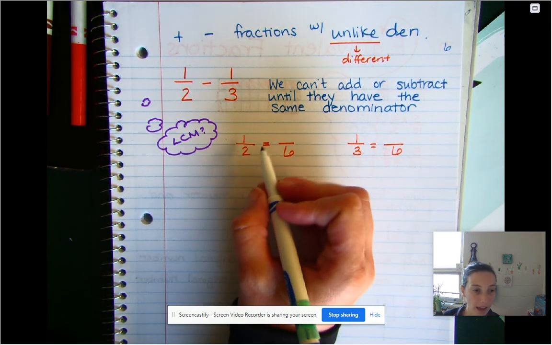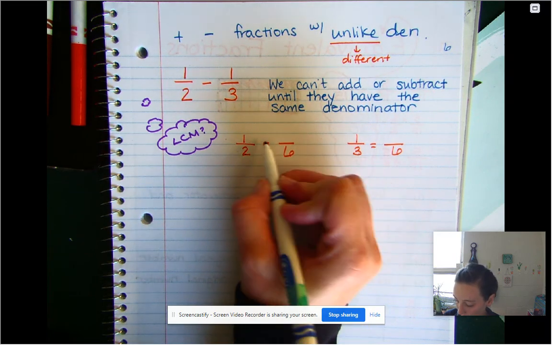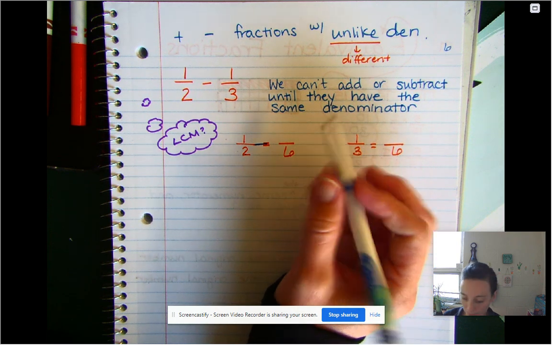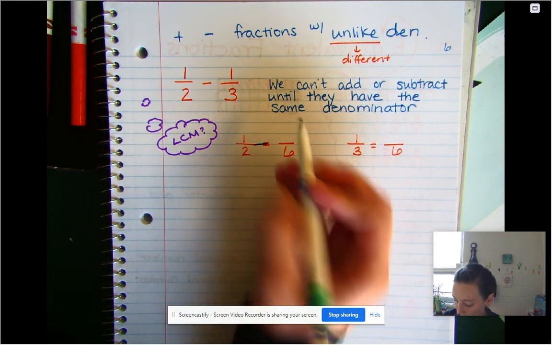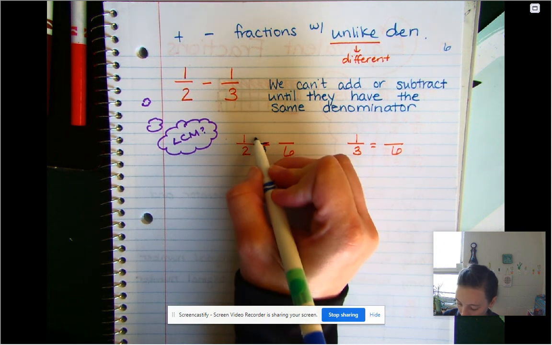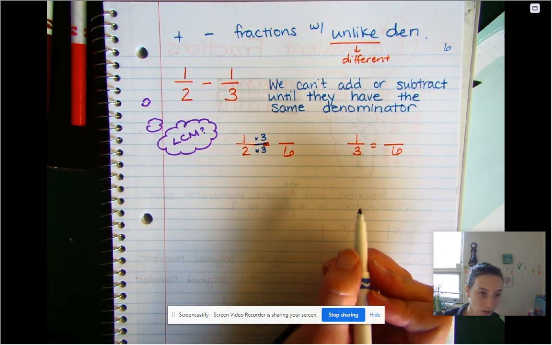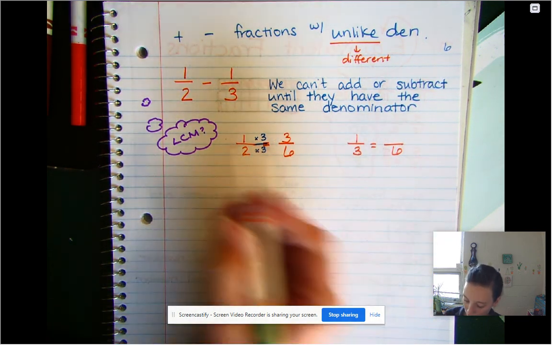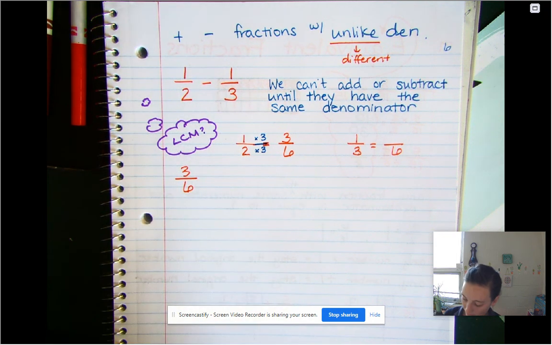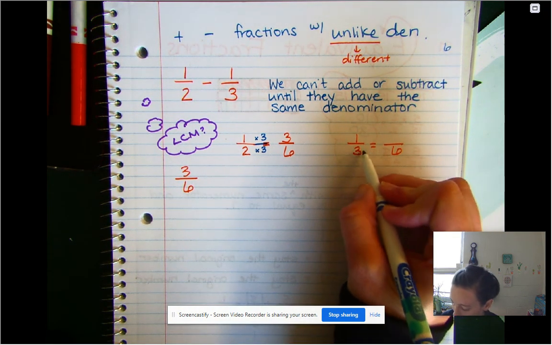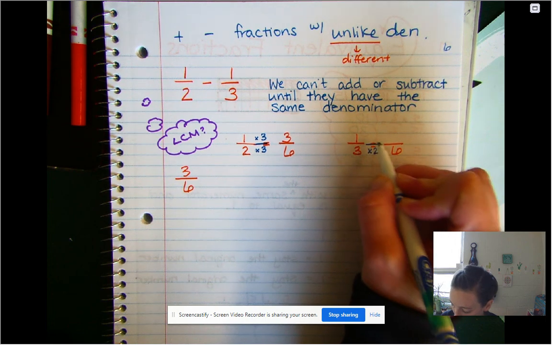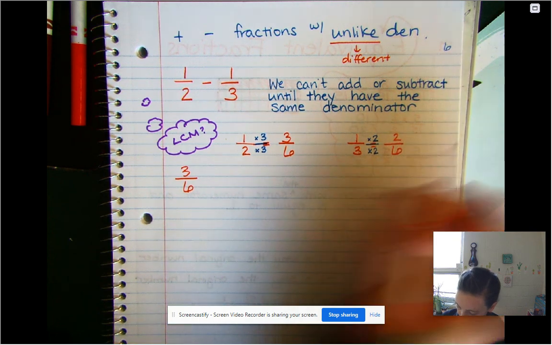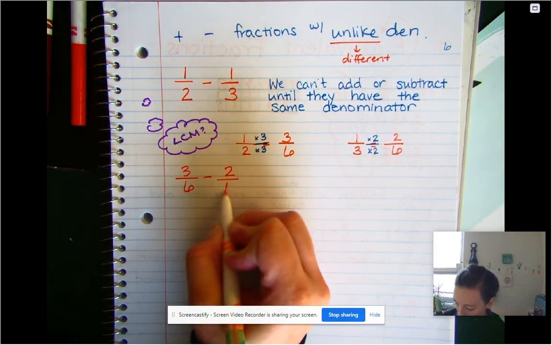So I know that I can make an equivalent fraction as long as I multiply or divide by the same number on the bottom and the top. So if I go from 2 to 6, I know that 2 times 3 is 6. So I have to do the same thing to the top. 1 times 3 is 3. So now 1/2 is going to become 3/6. Over here, I have to go from 3 to 6. I can do 3 times 2. Whatever I do to the bottom, I have to do to the top. And I get 1 times 2 is 2. So now I have 3/6 minus 2/6.